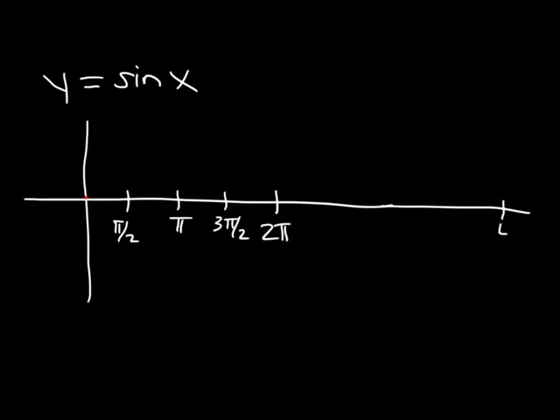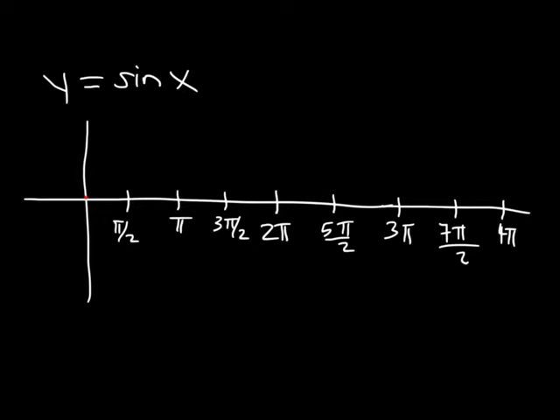Now, if we want another period, let's add 2 pi to it. So we want to go to 4 pi. In between 2 pi and 4 pi is 3 pi. In between 2 pi and 3 pi, it's 5 pi over 2. You add these two, then divide by 2. If we add 3 pi and 4 pi, that's 7 pi. And then divided by 2, we get 7 pi over 2.